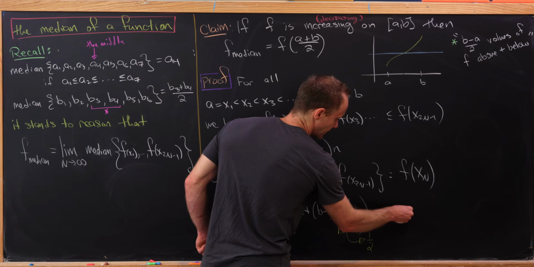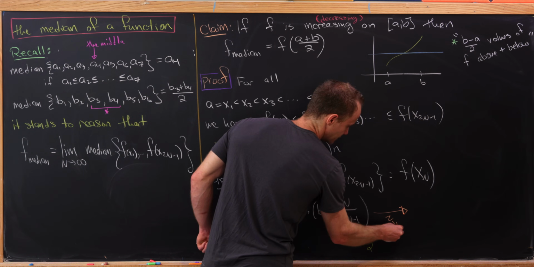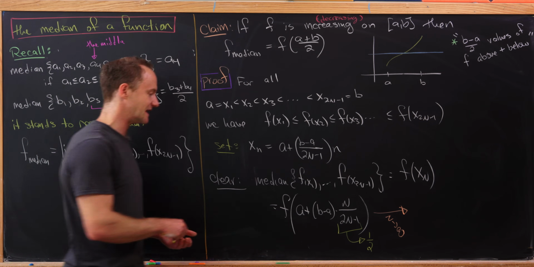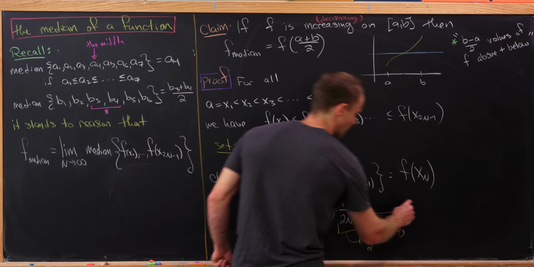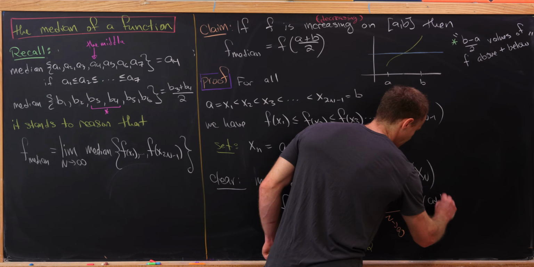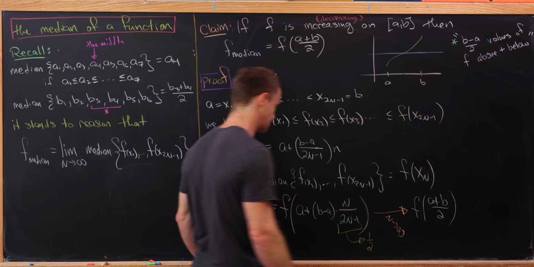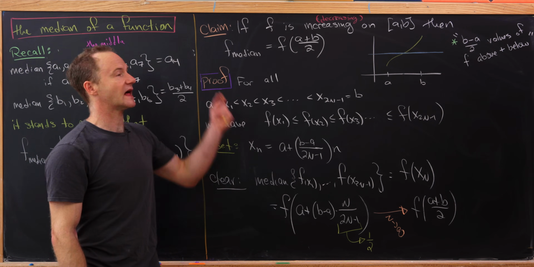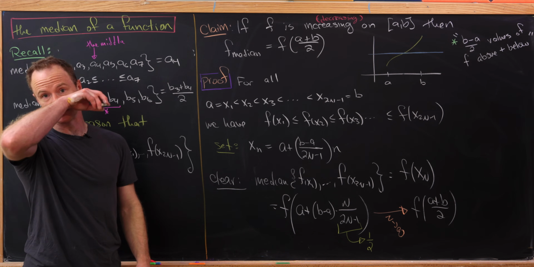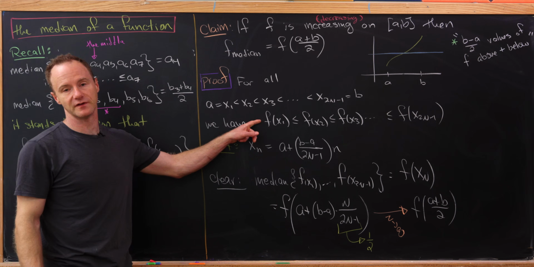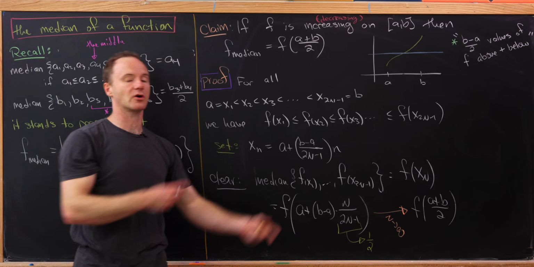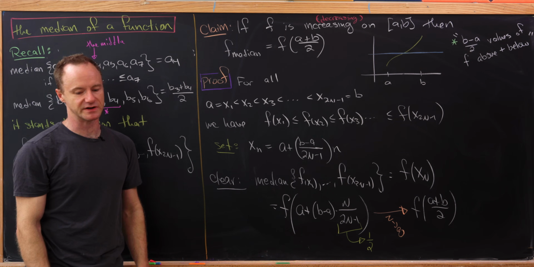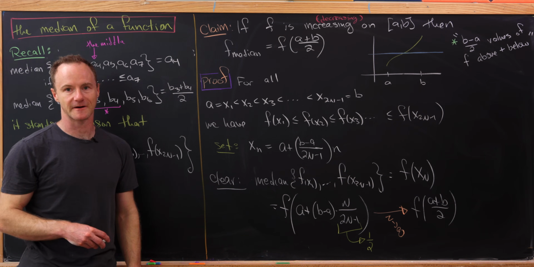Okay, so now let's note that as n goes to infinity, like I said, that inside will go to 1/2, but then after simplifying here, we'll get f of a plus b over 2, which is what we claimed for this increasing or decreasing function. Obviously, we just proved it for an increasing function, but all you have to do is maybe mirror this and you have the proof for a decreasing function. There's nothing really going on there.